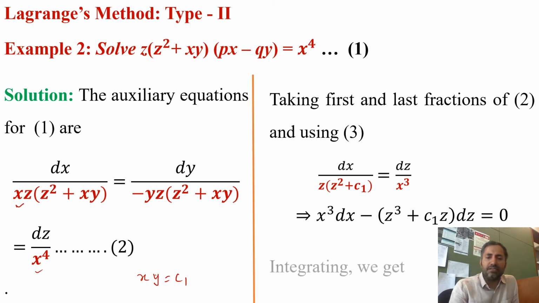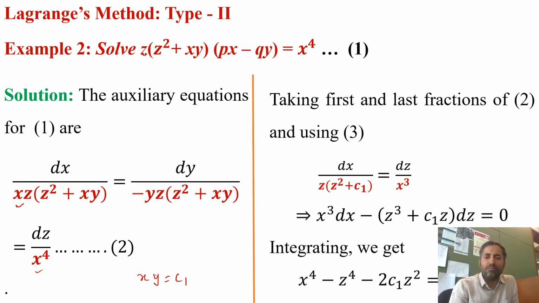By integrating, we get x to the power 4 by 4 minus z to the power 4 by 4 minus c1 z square by 2 is equal to some variable c2, or 2c2, that we can take. By taking LCM 4, it will be written like that, and that 4 can go into the right hand side, so the right hand side is compared to C2. In this way you can get the second solution, and these solutions u and v can be combined, and that will be the final solution of the given question.